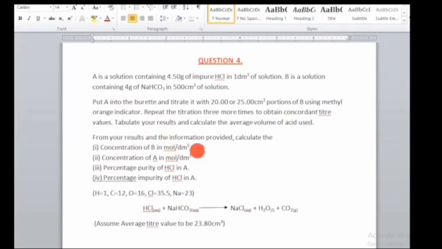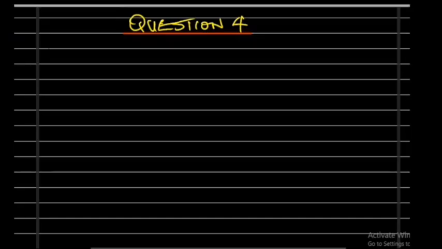And then from your results and information provided, calculate: 1. Concentration of B in mole per dm cube. 2. Concentration of A in mole per dm cube. 3. Percentage purity of HCl in A. And 4. Percentage impurity of HCl in A. Still using all of the parameters that we have here and the equation for the reaction, we are to assume that our average titre value for this particular question is 23.80 cm cube. So without wasting much of our time, we go straight into answering that.